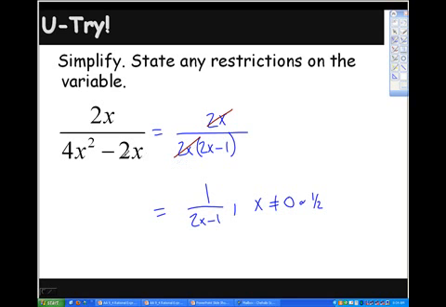If x is 0, it causes this denominator to be 0. I can see that right here. If x is 1/2, it causes this denominator to be 0. I can see that right here. So I'll never allow x to be 0 or 1/2, so that my expression is always defined under division. How'd you do?